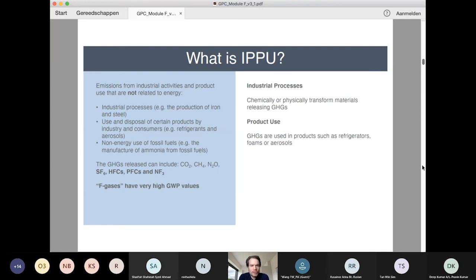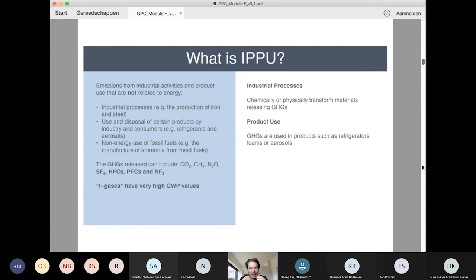So IPPU are emissions from industrial activities and product use that are not related to energy. So it's emissions from industrial activity and products that isn't related to the use of energy. And so these are industrial processes, for example, production of iron and steel, use of certain products that contain greenhouse gases like air conditioning units, refrigerators, aerosols, as well as non-energy use of fossil fuels. So where a fossil fuel is used, but not for the purpose of generating energy, but for the purpose of an industrial process or lubrication, for example.